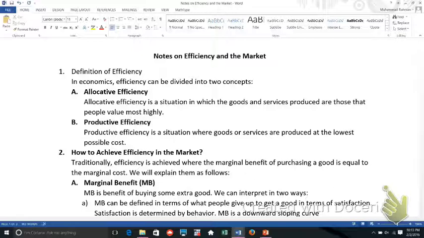So we usually talk about efficiency in two dimensions. One is what we call allocative efficiency, which is efficiency from an allocation perspective. If we look at the definition, allocative efficiency is a situation in which the goods and services produced are those that people value most highly, which in simple terms means that the resources will be achieving allocative efficiency when you produce goods that have the highest value to the society. So that's from the societal perspective.